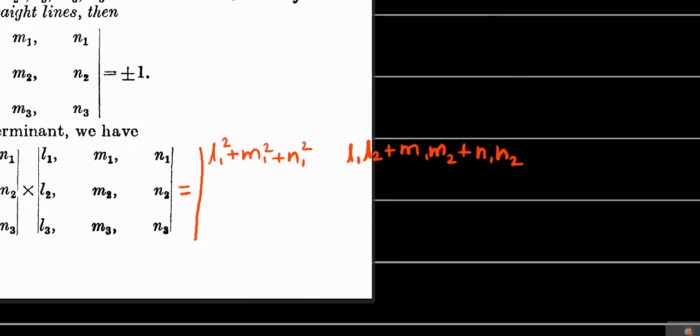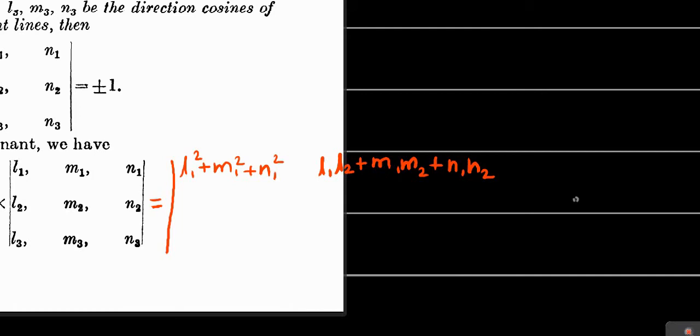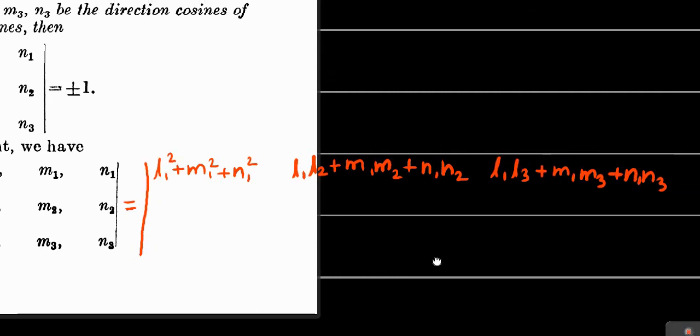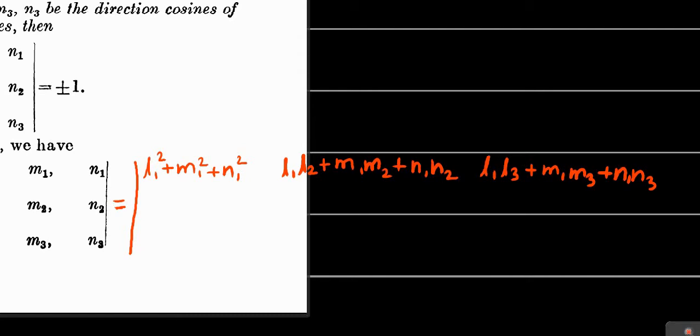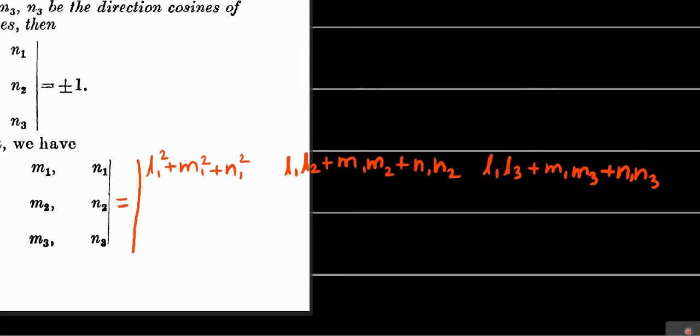So, the next element will be L1 L3 plus M1 M3 plus N1 N3. Like such are the elements of the first row of the resultant determinant. Then we will move to the elements of the second row of the resultant determinant.